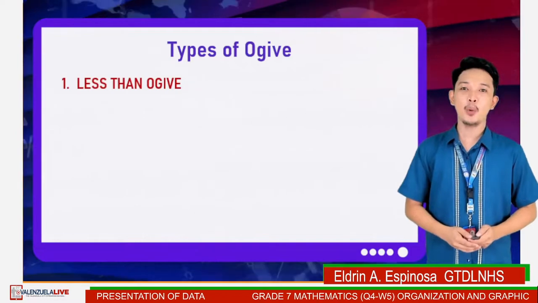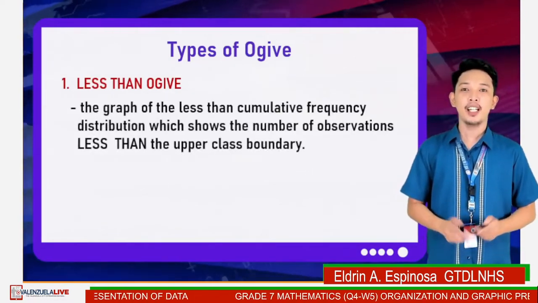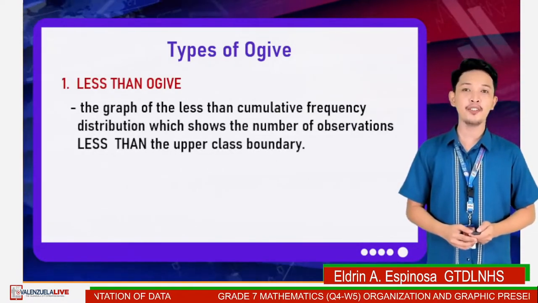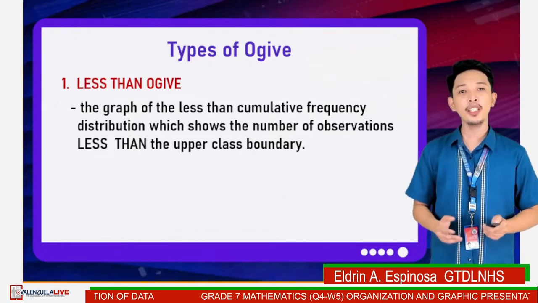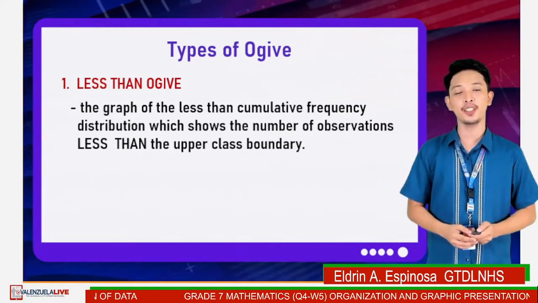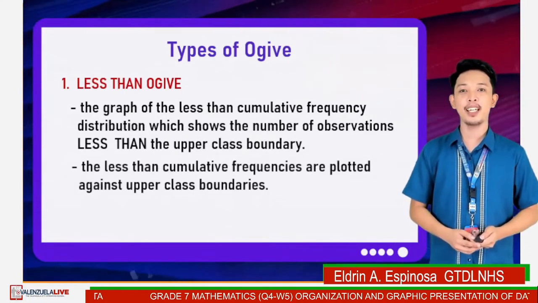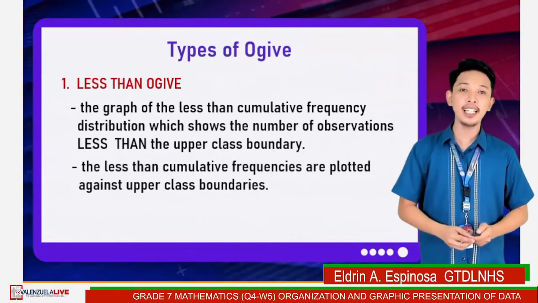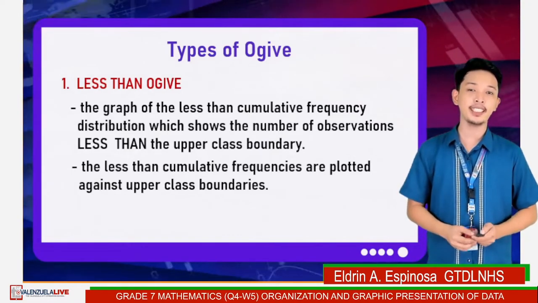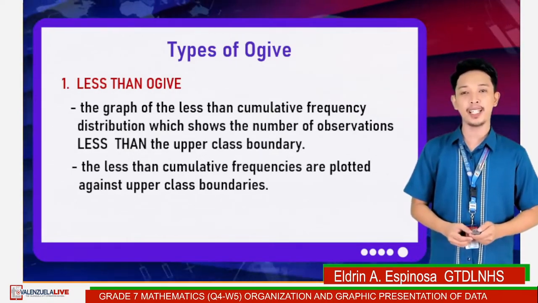Let's begin with the less than ogive. The graph of the less than cumulative frequency distribution, which shows the number of observations less than the upper class boundary. In less than ogive, the less than cumulative frequencies are plotted against upper class boundaries.